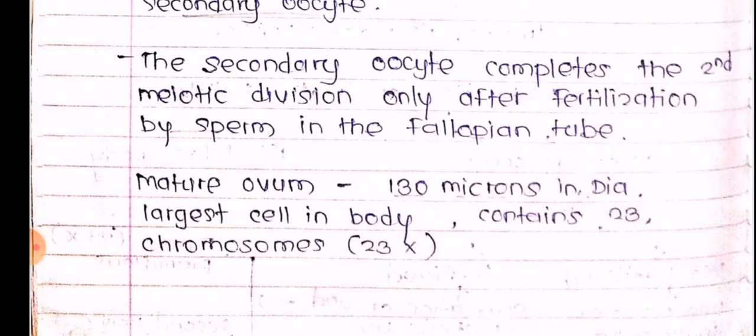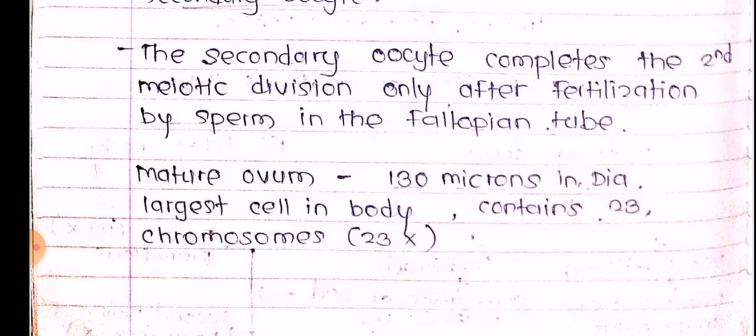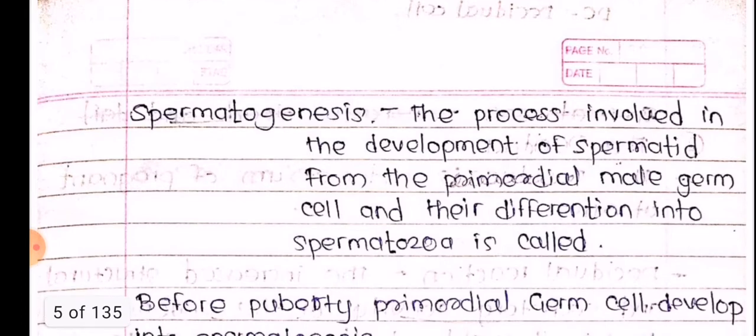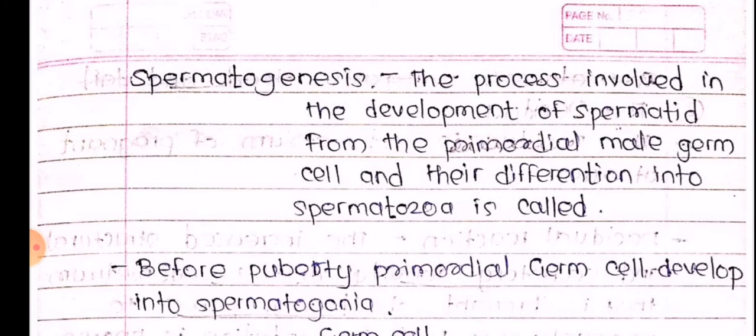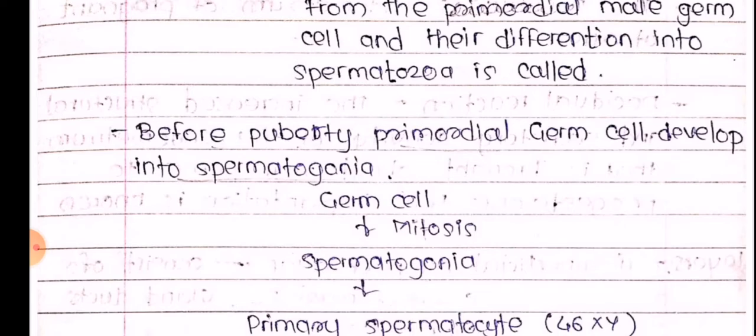The mature ovum, which is approximately 130 microns in diameter, is the largest cell in our body and contains 23 chromosomes, including the X chromosome of the female. Now we look into the next process, spermatogenesis, the process of formation of spermatozoa. Spermatogenesis is the process involved in the development of spermatid from the primordial male germ cell and its differentiation into spermatozoa. Before puberty, the primordial germ cell develops into spermatogonia.